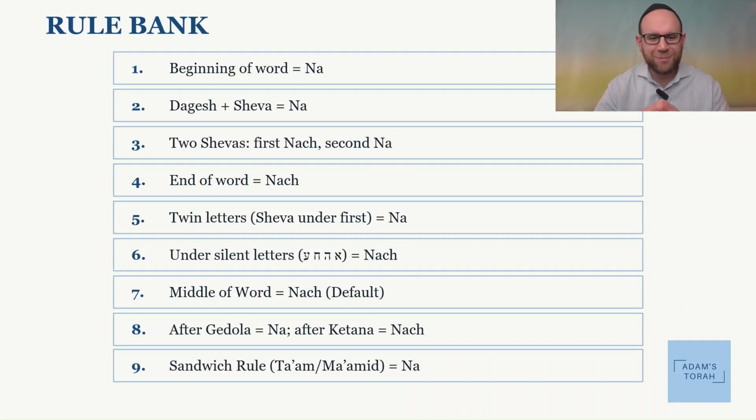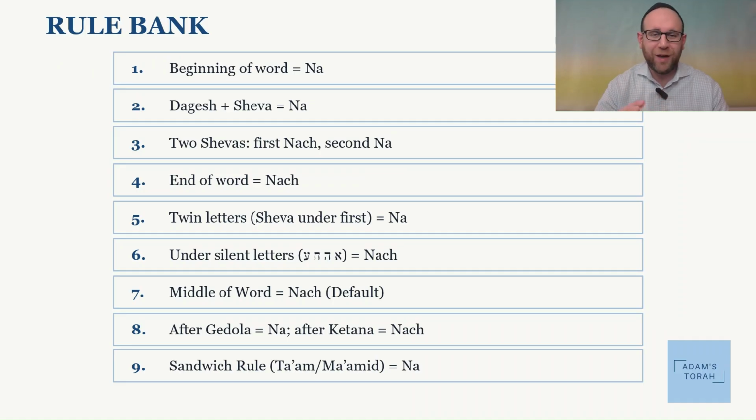Okay, this list, Baruch Hashem, is growing. Let's go through it quickly to remind ourselves of our rule bank. Rule number 1, a Sheva at the beginning of the word is a Sheva Na. Rule number 2, a Sheva with a dagesh in it is a Sheva Na. Rule number 3, if you have two Shevas, the first is a Sheva Nach, the second is a Sheva Na. Rule number 4, a Sheva at the end of the word is a Sheva Nach.